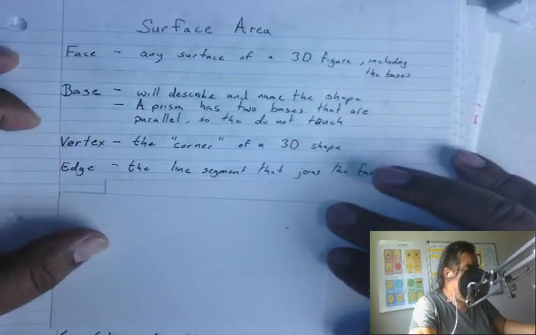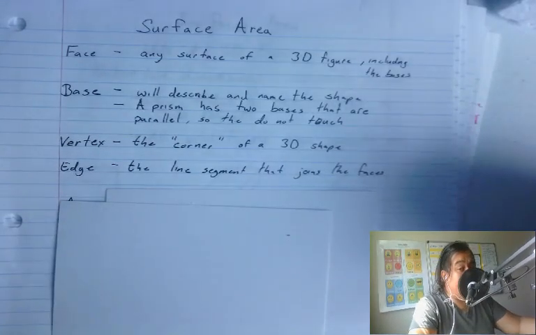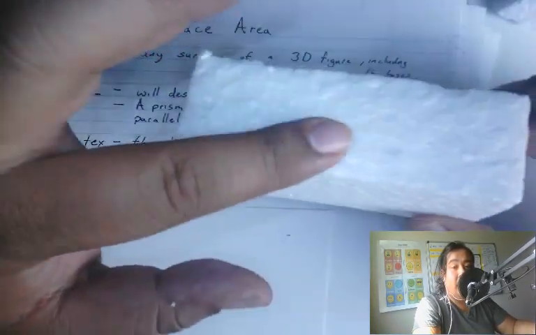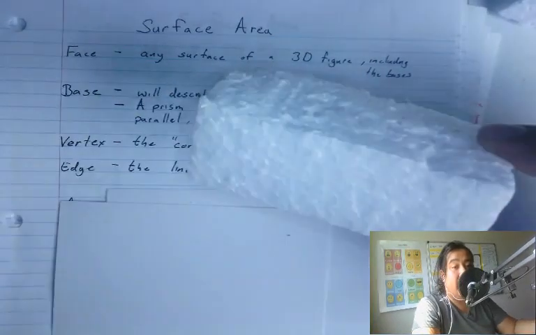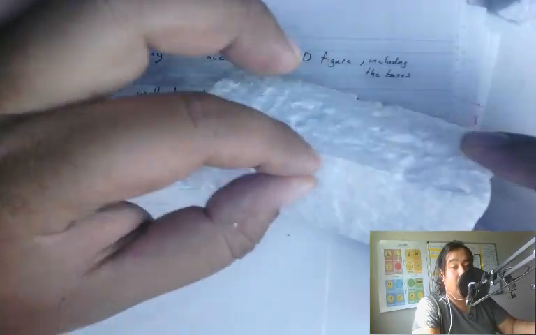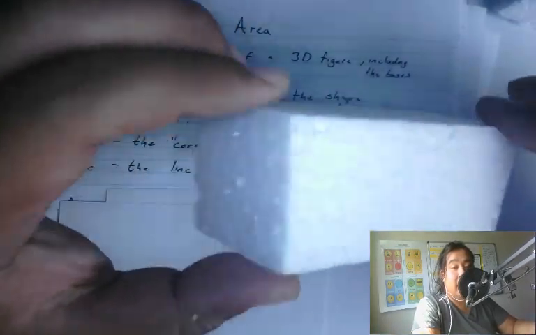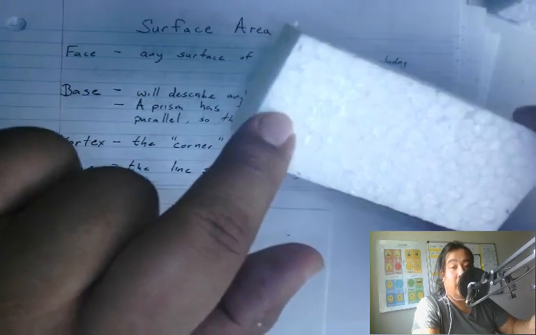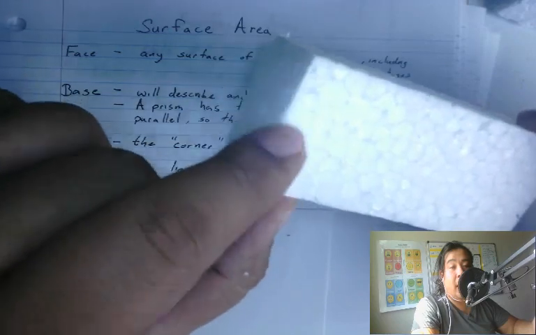And then the last vocabulary word is an edge. An edge is the line segment that joins my faces. Right here I have the side that's a rectangle, this face. Then this face is another rectangle. So this edge right here that connects those two faces, that's called the edge. It's this little line that's connecting the two faces. If I had this small rectangle and then this longer rectangle, this line right here that's connecting them is called the edge.